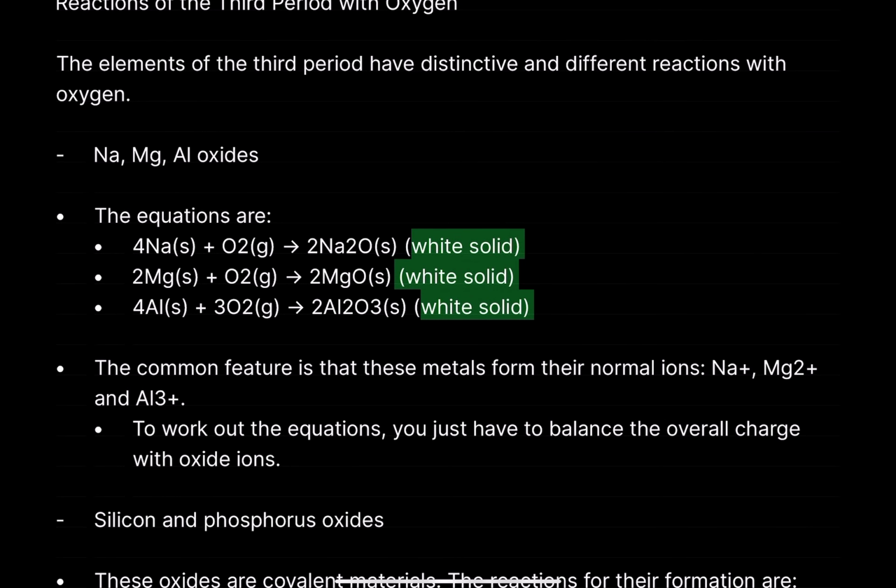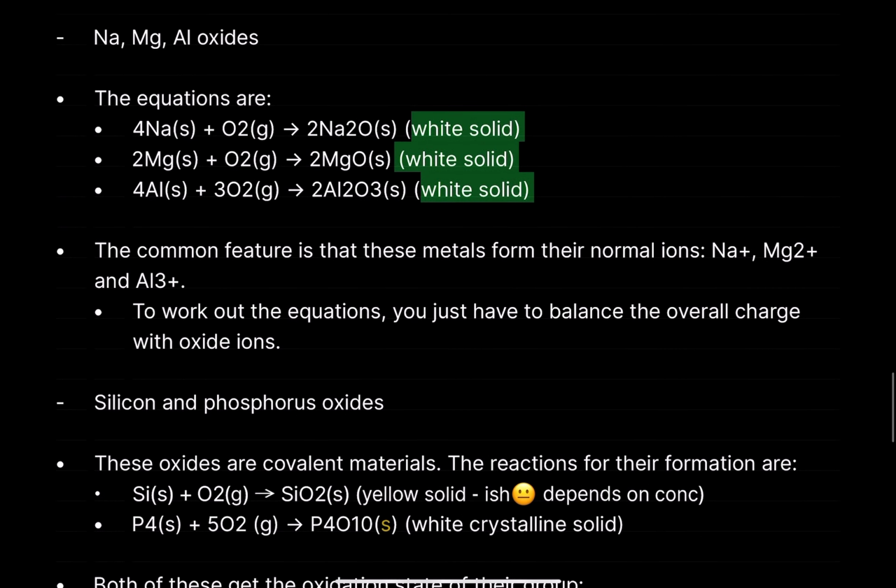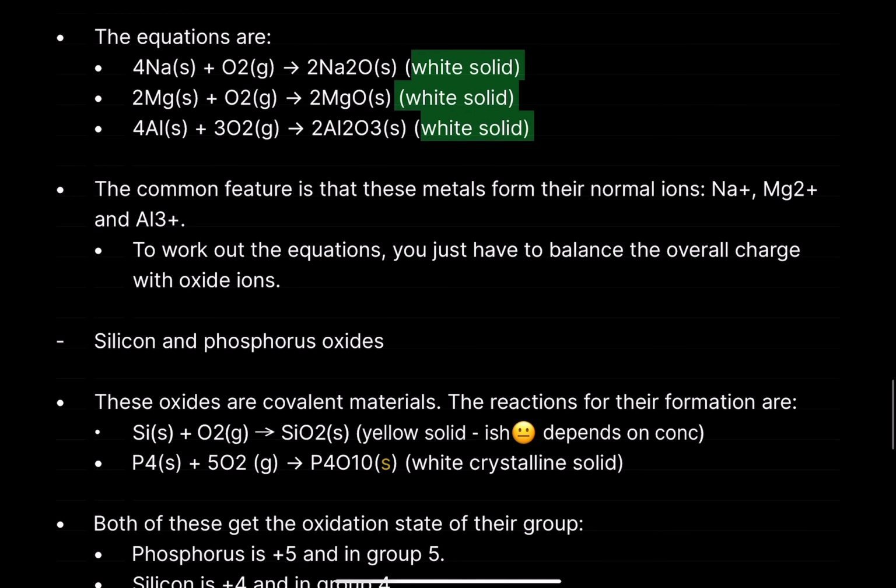Now the common features: these metals form their normal ions, so Na+, Mg2+, and Al3+. And to work out the equations, you just have to balance the overall charge with oxide ions, as I've already explained.